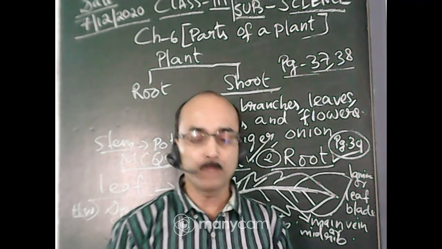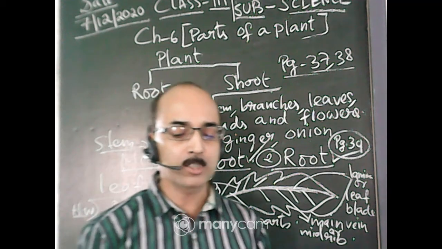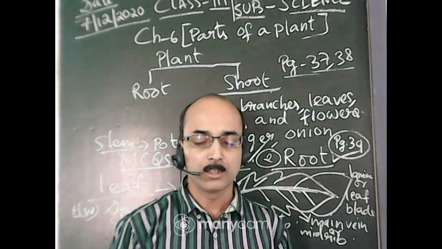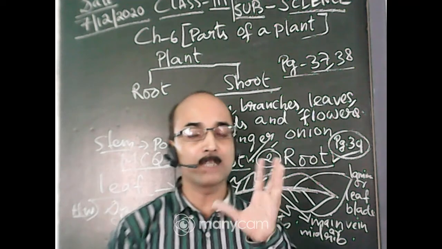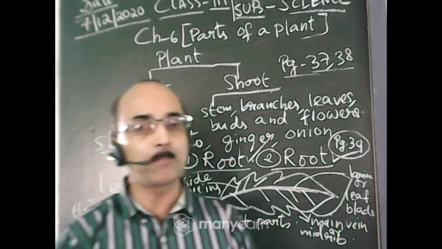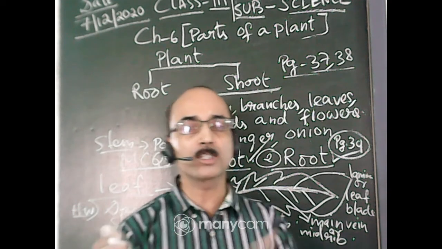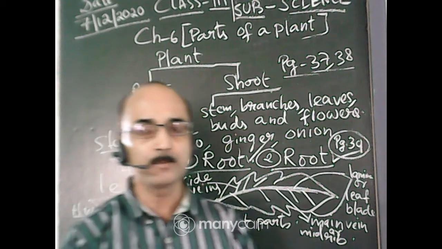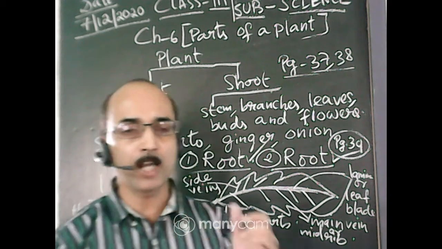Okay, number 4, the lower side of the leaf has many tiny holes. These are called stomata. Plants breathe through stomata. So what is the stomata? Stomata are very tiny holes of the plant through which plants breathe. Oxygen and carbon dioxide, the gases go in and out.